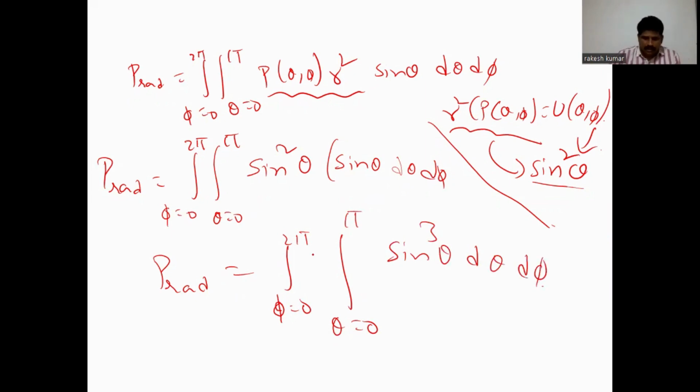Since no phi term is there, we will get 2 pi. So this can be written as 2 pi into the integral from 0 to pi of sin cube theta d theta, and I can write that as 2 into the integral from 0 to pi by 2. So P radiated is equal to 4 pi into the integration from 0 to pi by 2 of sin cube theta d theta.